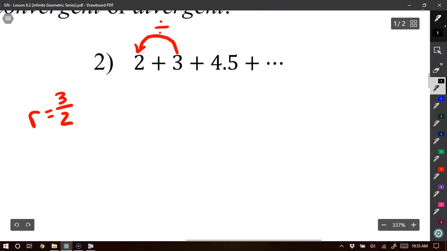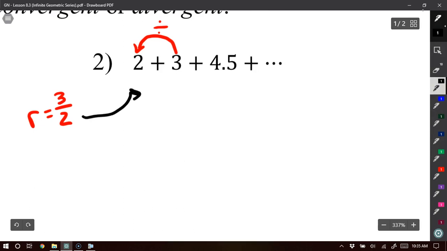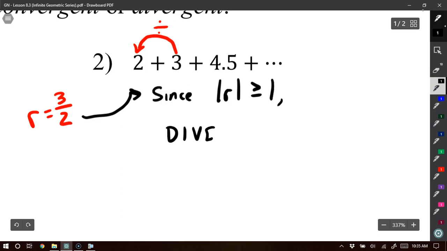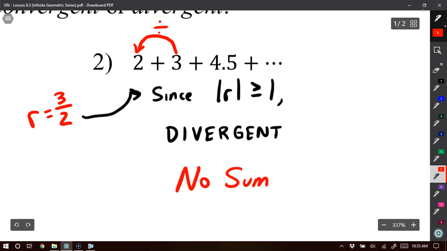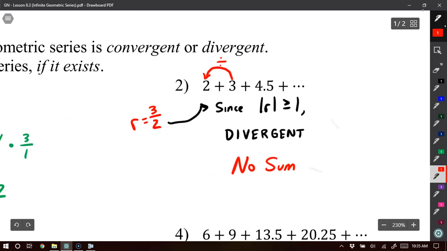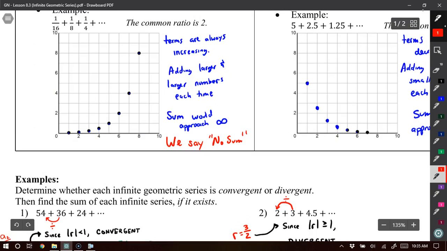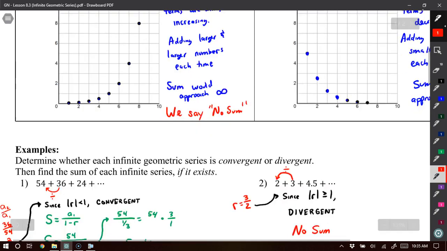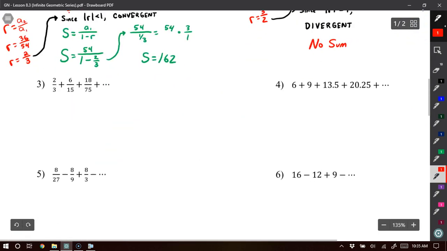What we have here, our R value, since the absolute value of that R is greater than or equal to 1, this is a divergent infinite geometric series, which means there is no sum. The numbers are going to get bigger and bigger each time. So therefore, we're going to keep adding larger and larger numbers. It's going to approach infinity. It's not possible. So let's look at number 3.